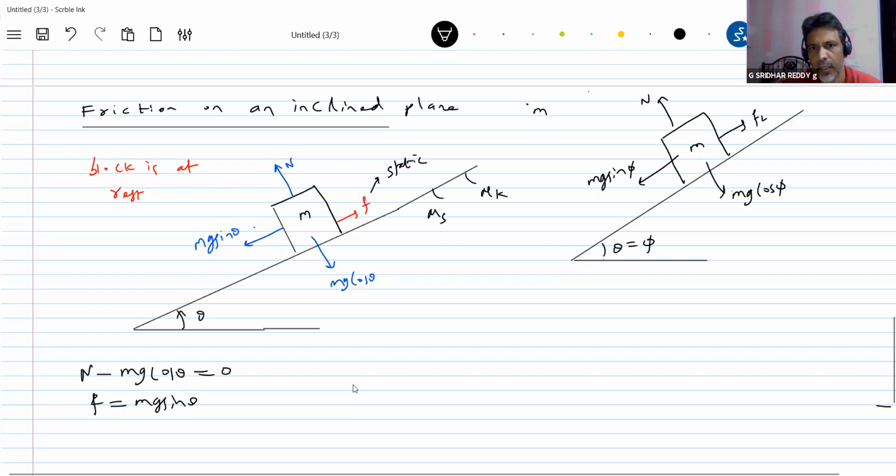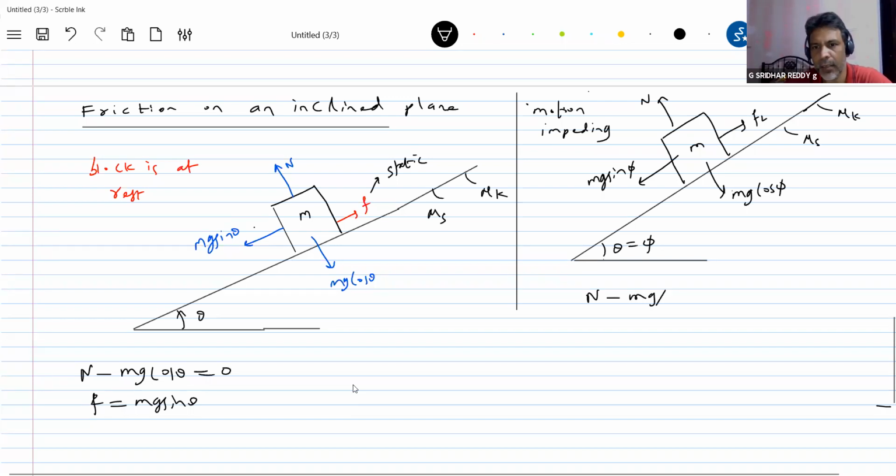Let me put it here. Yesterday, I think I gave the meaning of this: motion impending means the block is about to shift. So what values will we calculate here now? As we know, this is mu s, mu k. So what are the equations?